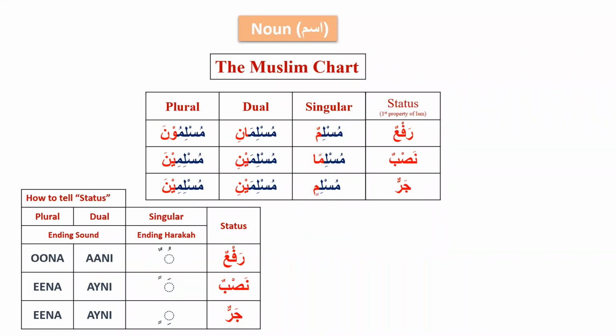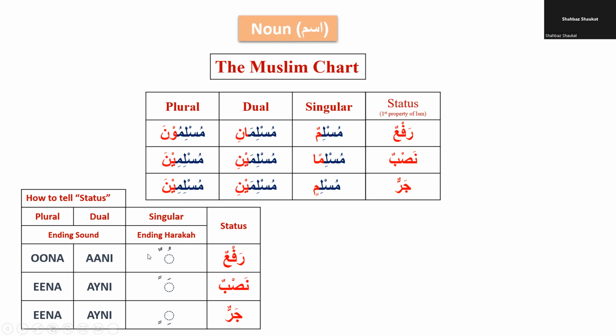So in the second part of this class, we will learn some tools that will help us understand the Quran. And the first tool we are trying to learn is the properties of Ism. We have gone over the first property of Ism, which is status. And then we learned that there are three types of status: Rafa, Nasab, and Jar. And then we learned how to identify the status.